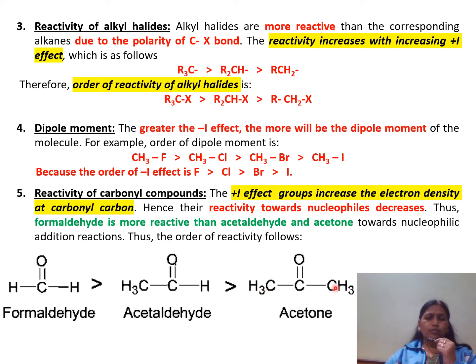Here there are two methyl groups. Due to plus I effect, they will release more electrons towards carbon, and this will decrease the polarity of the C=O bond. Due to the decrease in polarity, the reactivity towards nucleophile will decrease. So formaldehyde is more reactive than acetaldehyde, which is more reactive than acetone, because here there are two groups showing plus I effect, and there is only one group showing plus I.